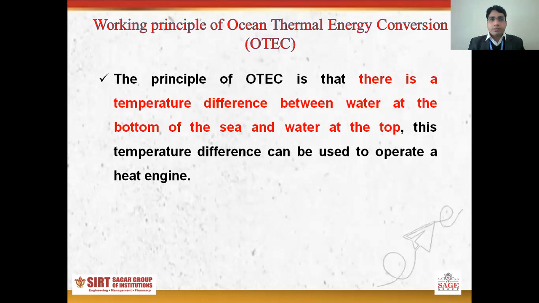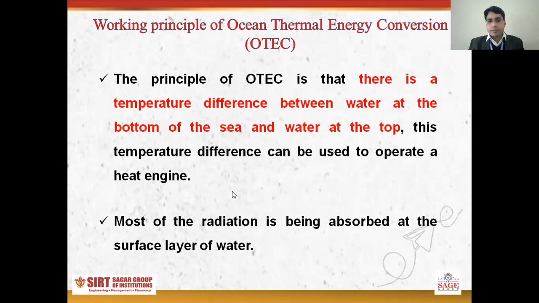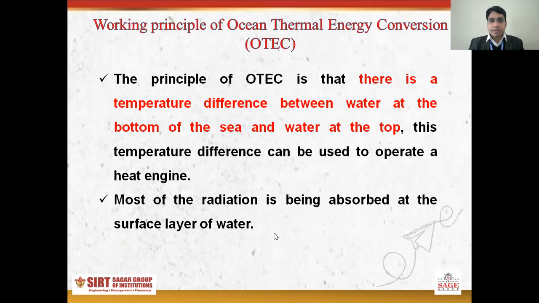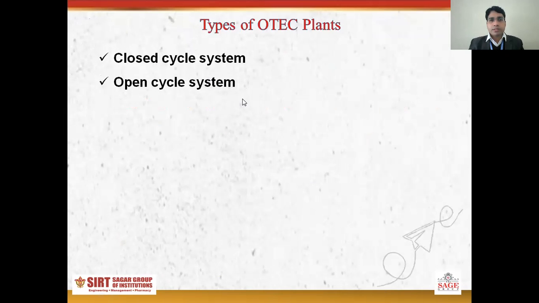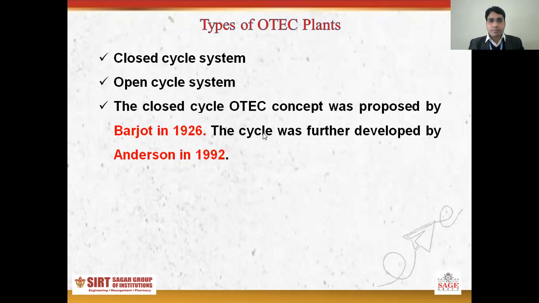Now, ocean thermal energy conversion. What is the main principle of ocean thermal energy conversion? It works on the basis of the temperature difference between the water at the bottom of the sea and the water at the top of the sea. This temperature difference can be used to operate a heat engine. Most of the radiation is absorbed at the surface layer of the water. There are two types of plants. The first one is the closed cycle system, and the second one is the open cycle system. Today in this lecture we are going to discuss the closed cycle system.